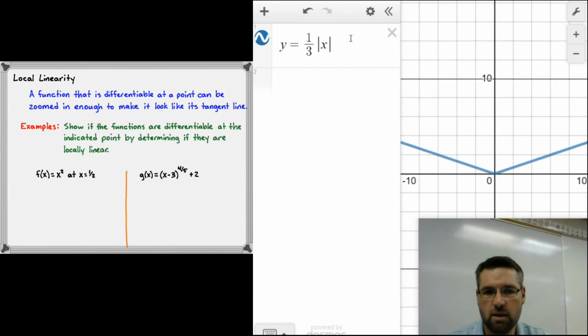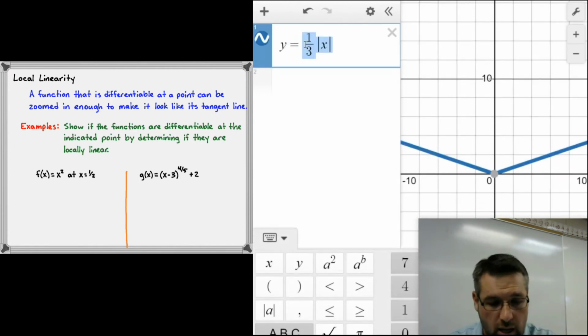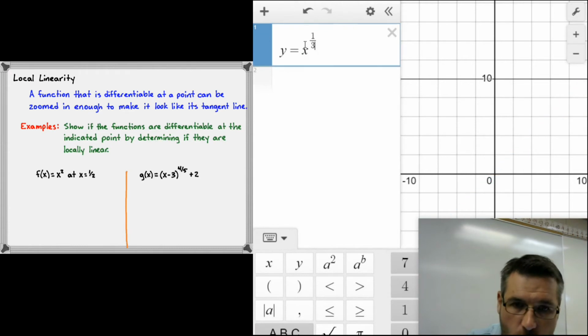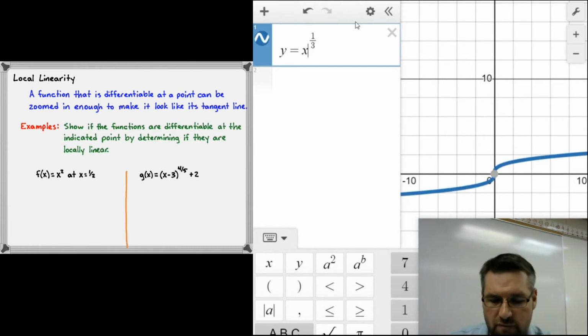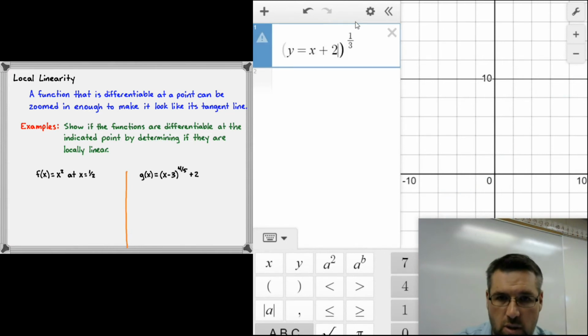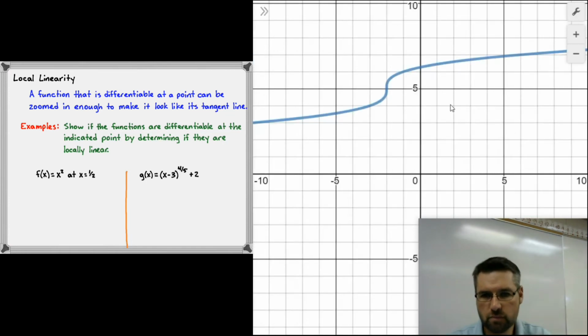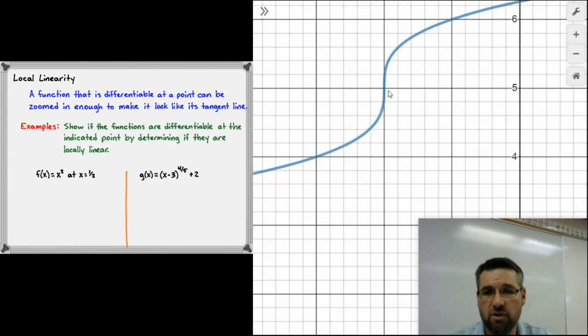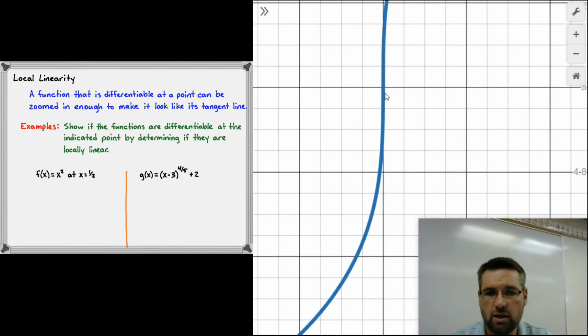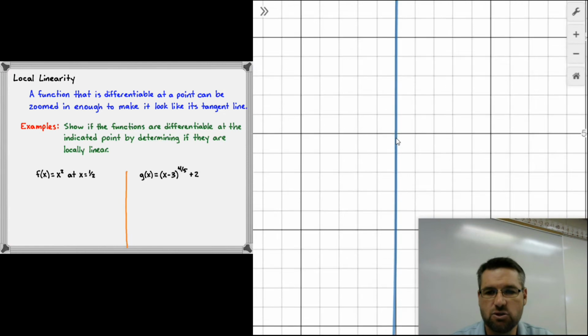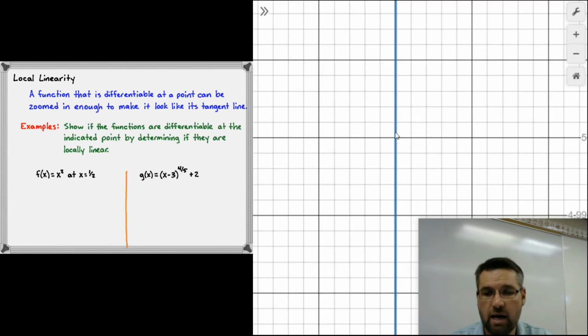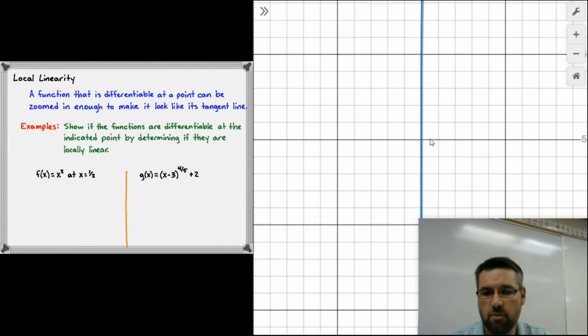Another example might be x raised to the 1/3. And then I'll put a little shift there so we can see it, plus 2, and then plus 5, okay? So we can see here that it looks smooth everywhere. But as I zoom in, no matter where I zoom in, I'm going to end up with a tangent line. Somehow I'm going to look like local linearity. The problem is that as I zoom into this particular point, I end up with a vertical line, and we know that it's not differentiable when we get vertical lines out of this. So that's another example of this.